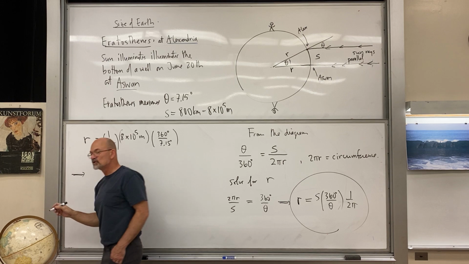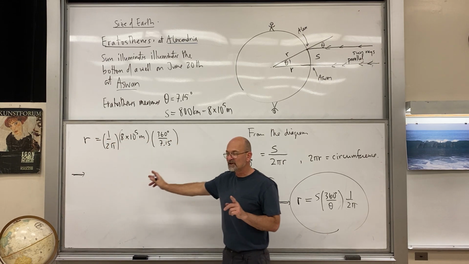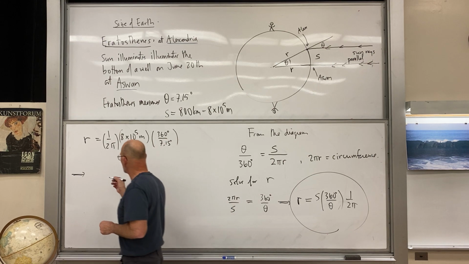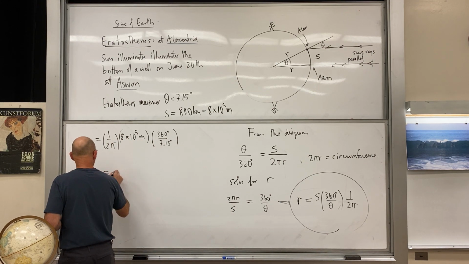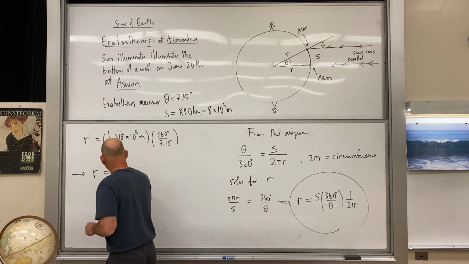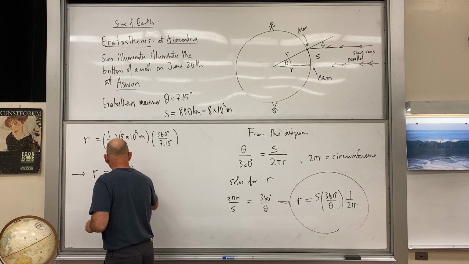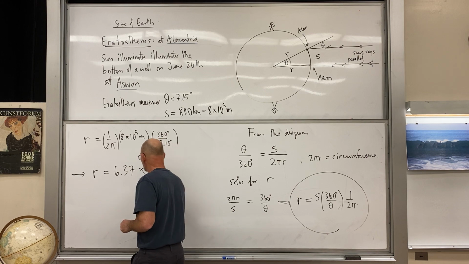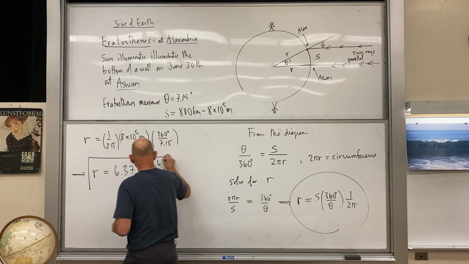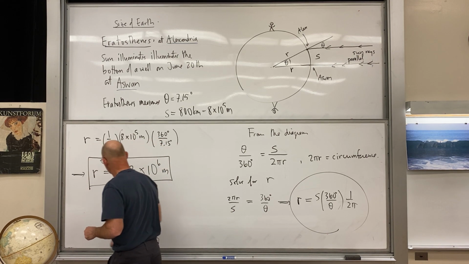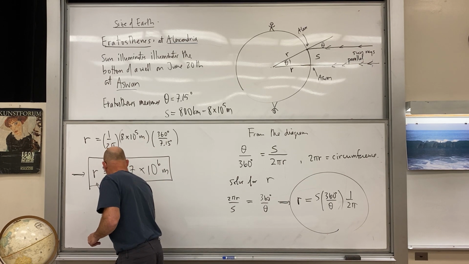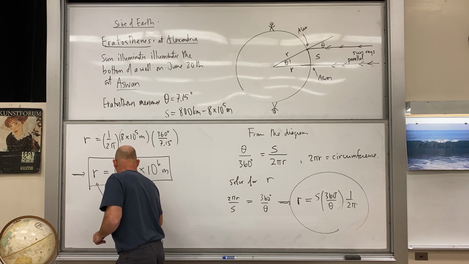and you guys control this with a calculator and make sure you get something at least close, what we're going to get is r is equal to 6.37. This is the number we're going to use, times 10 to the 6 meters. That's the radius of Earth.